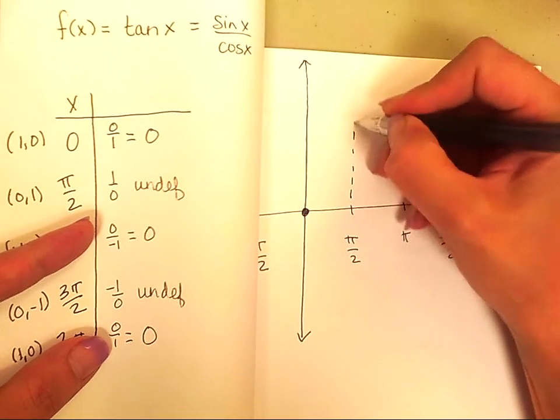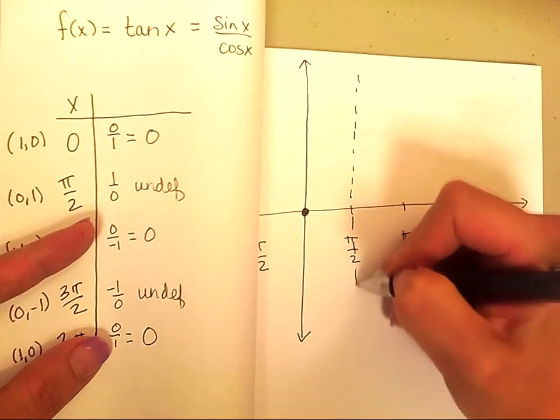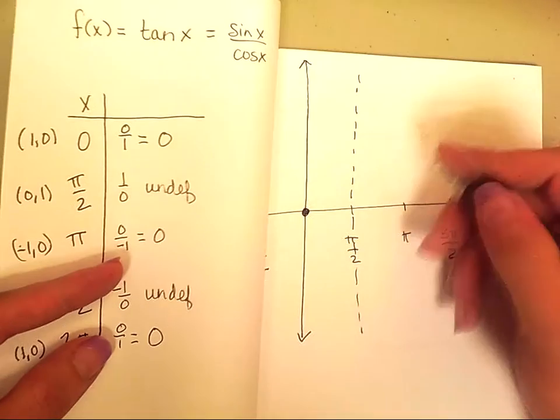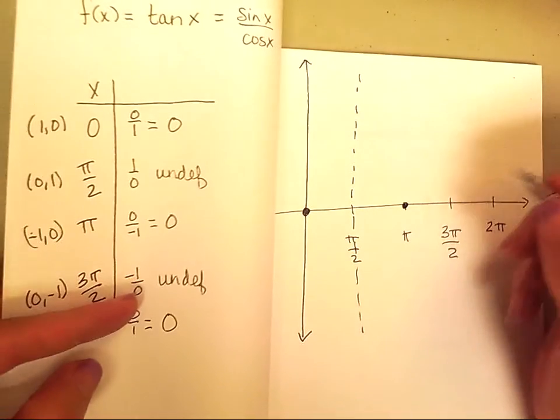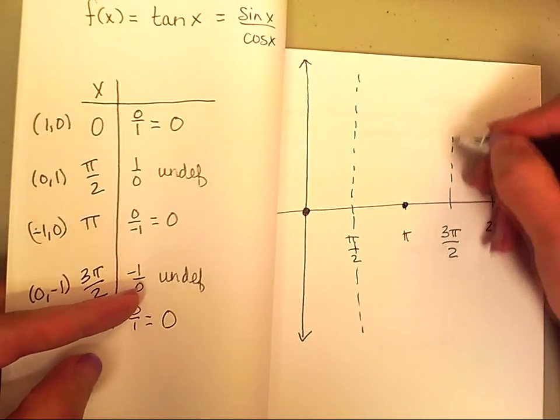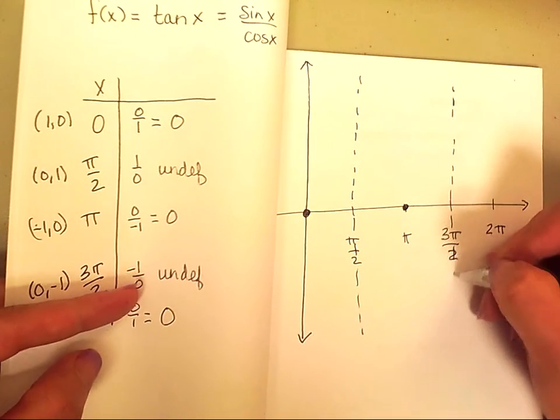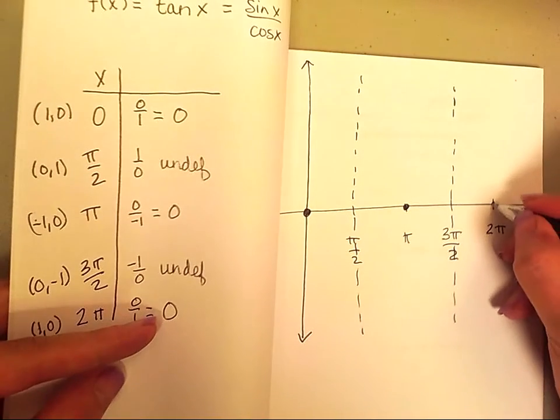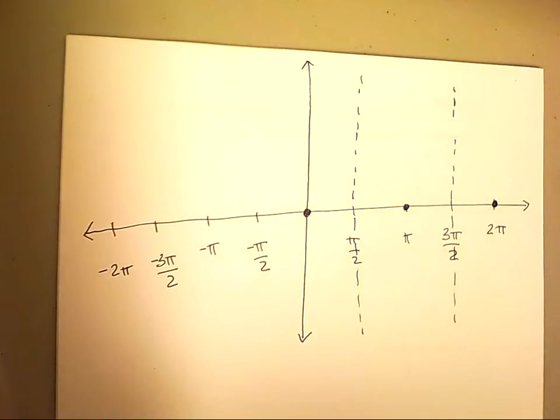At pi over 2, it's undefined, so we need to put in an asymptote. At pi, it's 0. At 3 pi over 2, it again is undefined. And at 2 pi, we get 0.